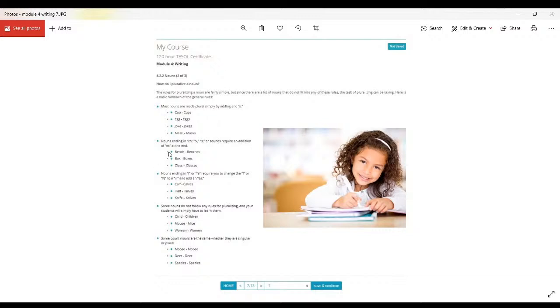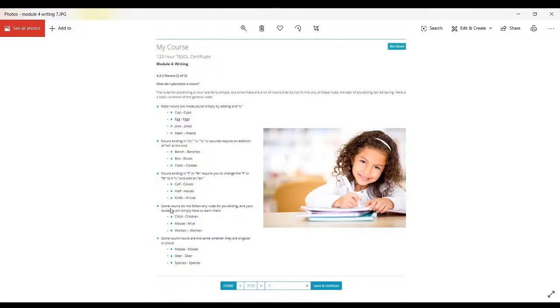Nouns ending in CH, SH, X, Z or S sounds require an addition of ES at the end. For example, bench, benches. Box, boxes. Class, classes. Nouns ending in F or FE require you to change the F or FE to a V and add an ES. So, calf, calves. Half, halves. Knife, knives.